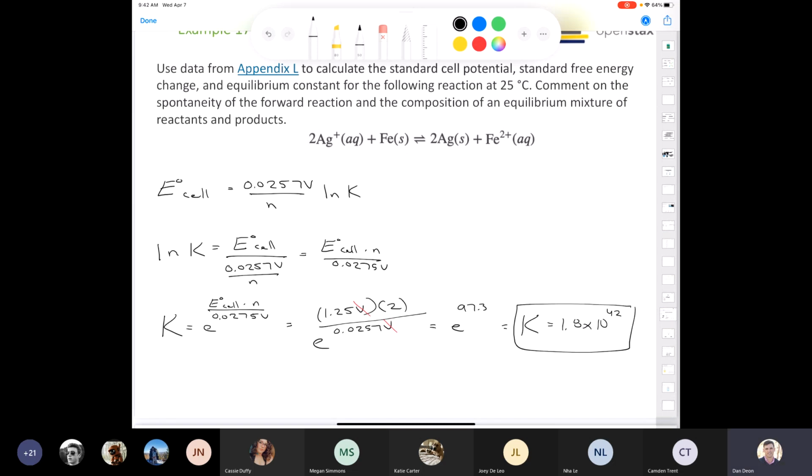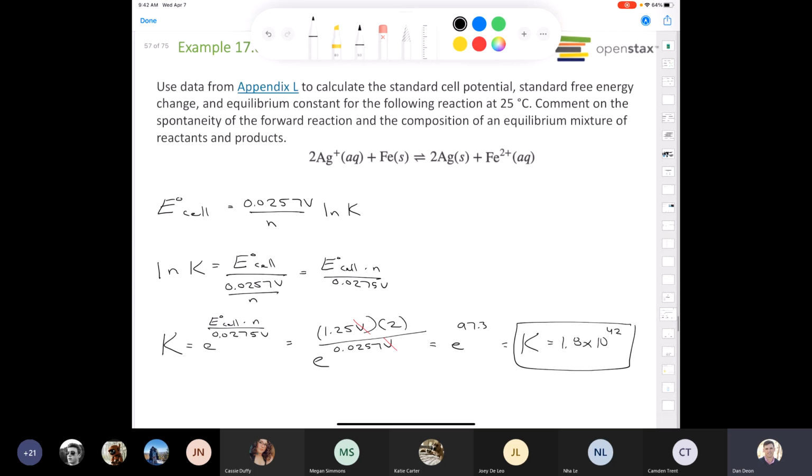Now, you probably noticed that this is a huge number, okay? This is a gigantic number. 1.8 times 10 to the power of 42. I mean, a mole, for Pete's sake, is 6.02 times 10 to the 23rd power. So this is a really, really big number.